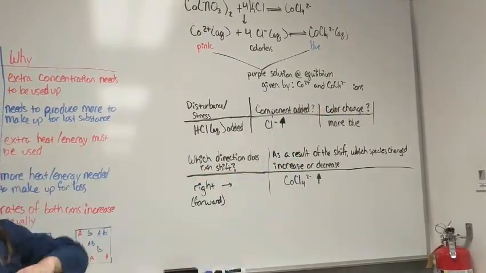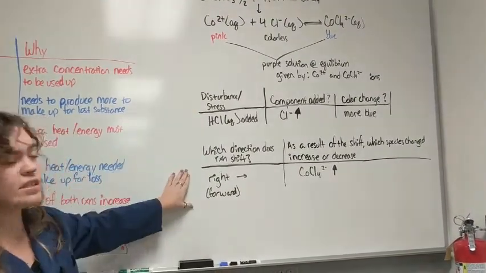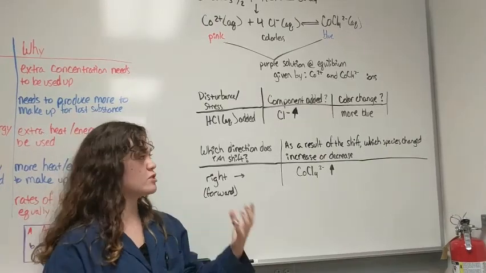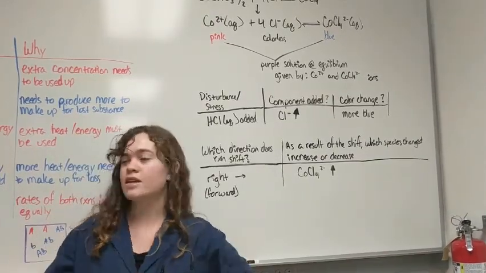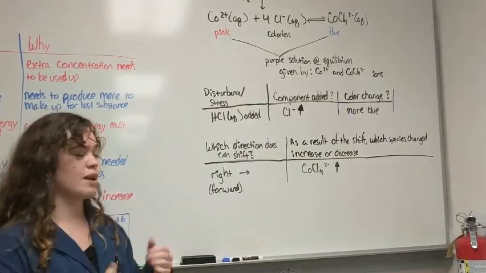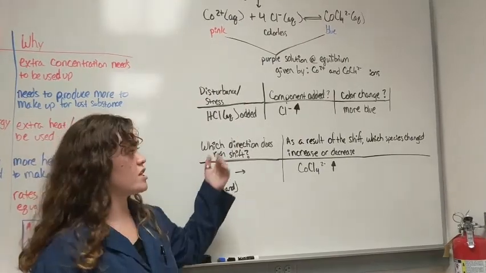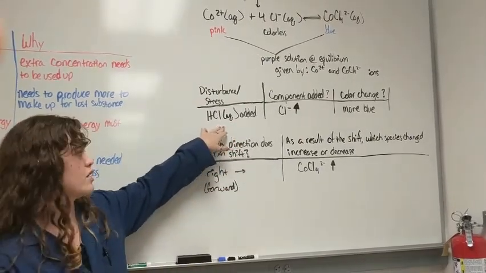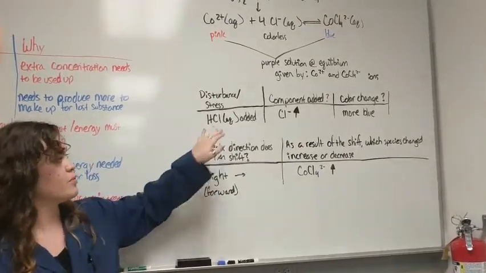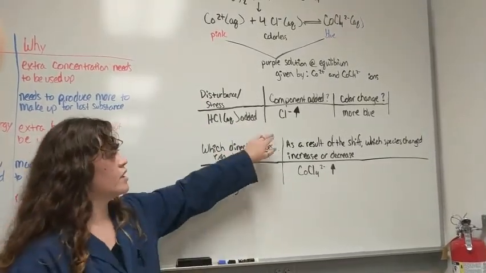So this is the general setup of something that will be in your worksheet, but I just want to walk you through something that happens like the AB reactions we talked about before, but using actual chemicals this time. So if we made a disturbance or change by adding hydrochloric acid, that breaks up into two ions, hydrogen obviously and chlorine. The chlorine concentration will increase.